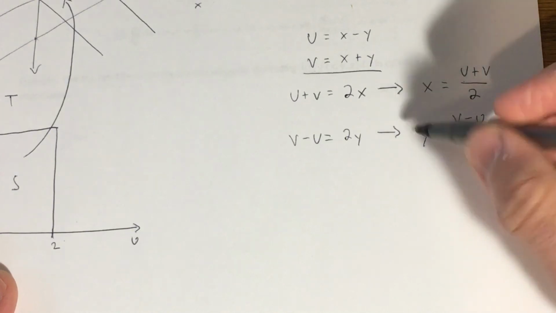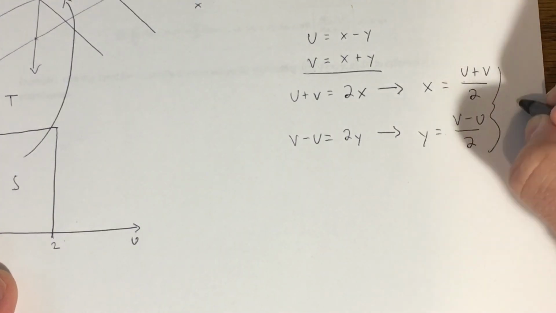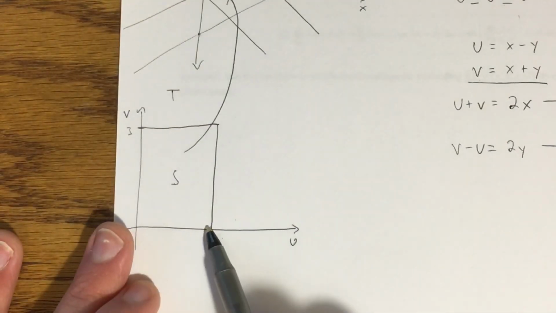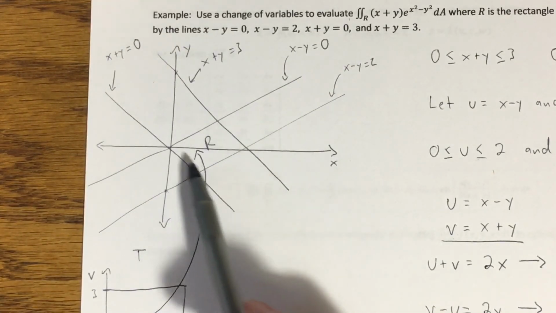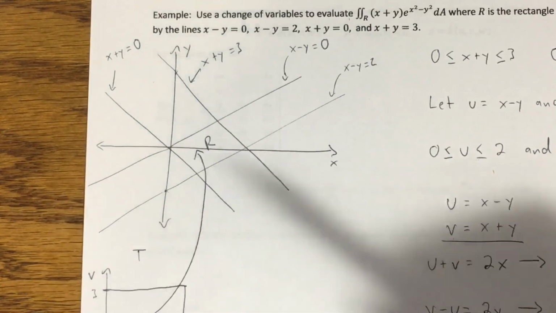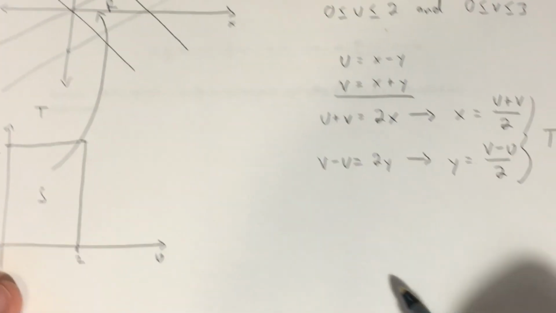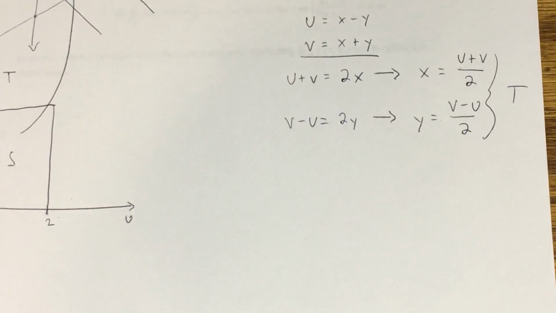These define the transformation T that takes this rectangle, S, into this, also a rectangle, but the sides are not parallel to the x and y axes, so it's not one of the easy types of rectangles to integrate over. Okay? I'm running out of time on this video, so in the next one we'll take these transformations and use them to evaluate the integral we're being asked to evaluate.